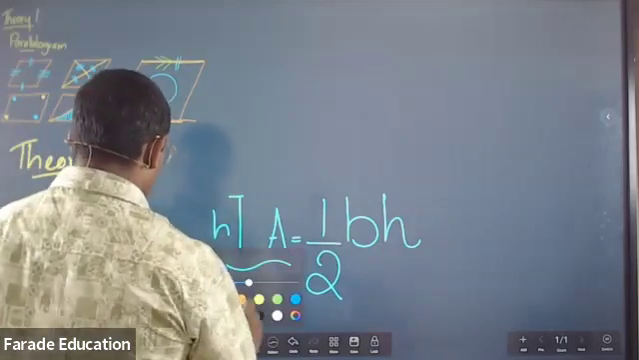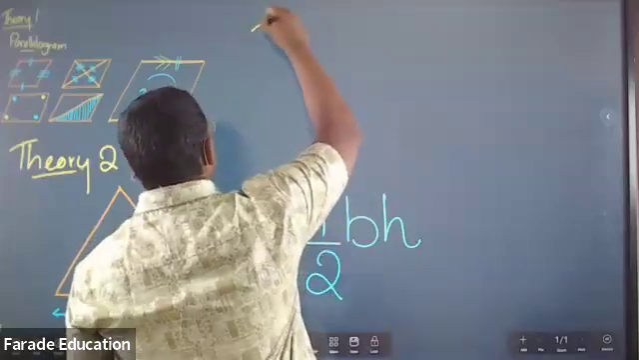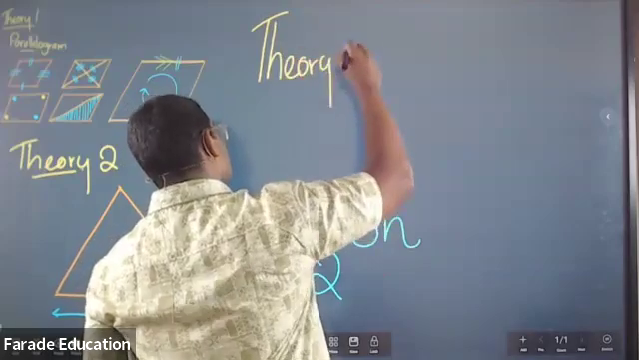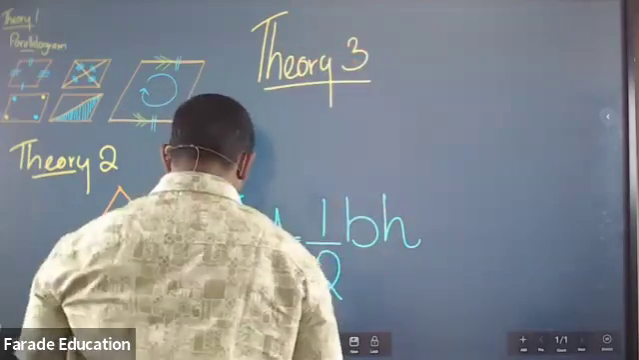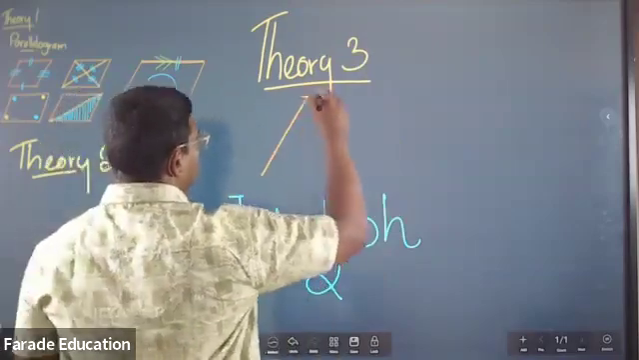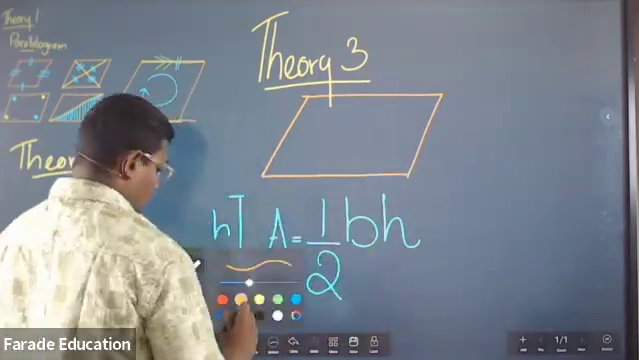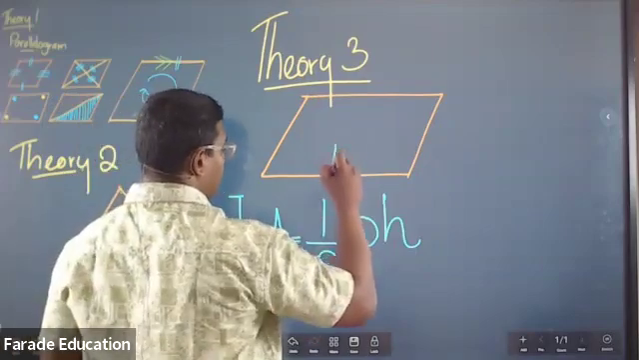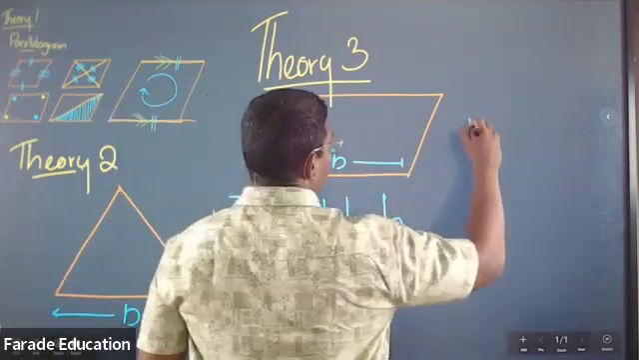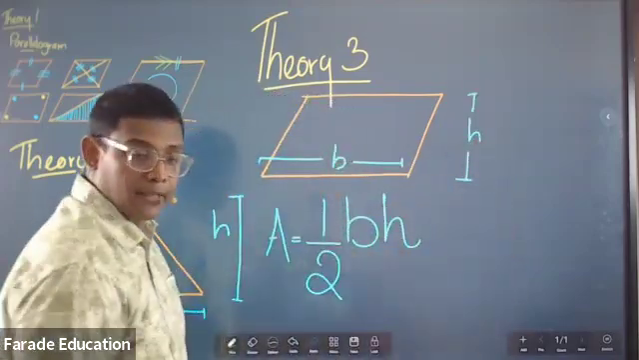The third theory, when you have a parallelogram with base B and perpendicular height h. How do you find the area?